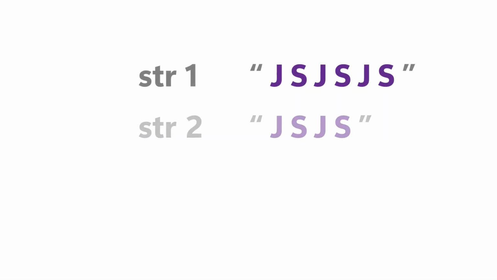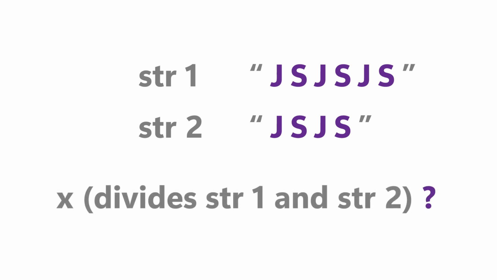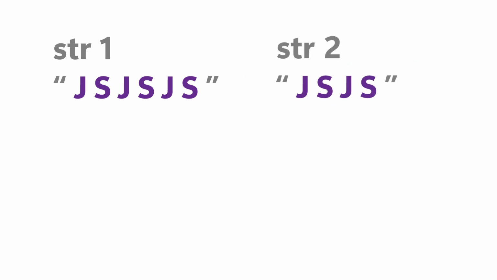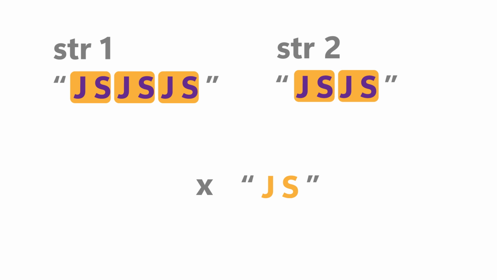For the given strings string 1 and string 2, we need to find the largest string x that divides both string 1 and string 2. If such a divisible string exists in both the strings, then we should be able to represent both the strings as multiples of x. Here in this case, we can see that x equal to js is the largest string that can divide both the strings.